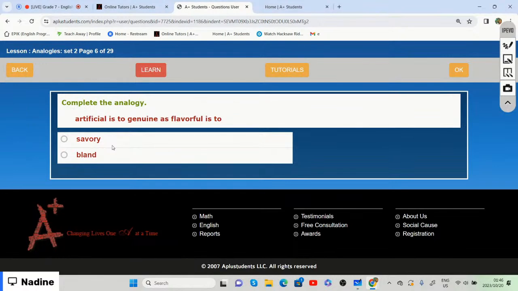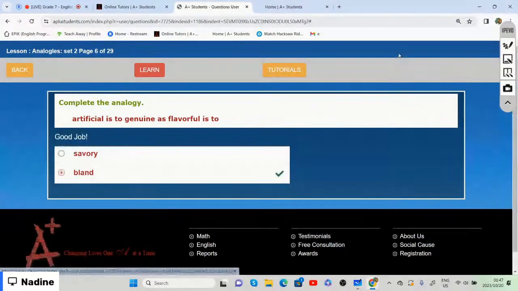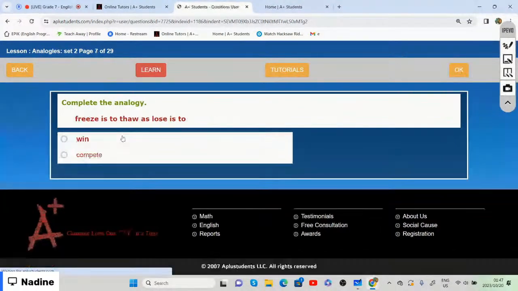All right, so if the opposite of artificial is genuine, right? It's like fake and genuine, right? The opposite of flavorful. If it's not flavorful, no spice, right? Then it is bland. Wonderful, beautiful. Last one.